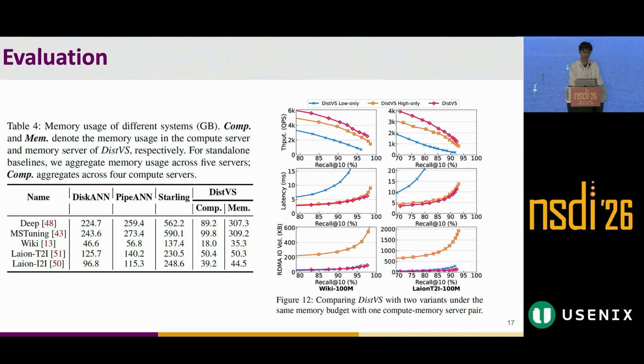We also found that our system uses less memory compared to the baseline systems, because we use one memory server and several compute servers, and each compute server only needs to contain a small memory portion. But the baseline systems still need to store most things in their local memory.